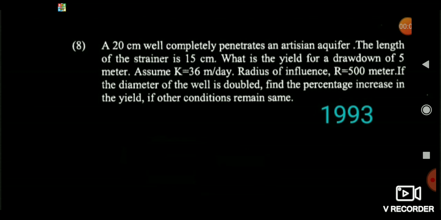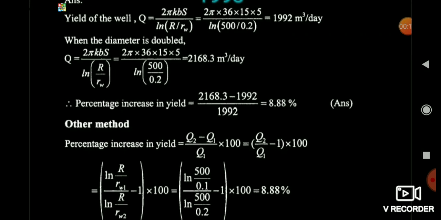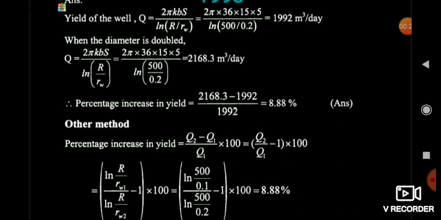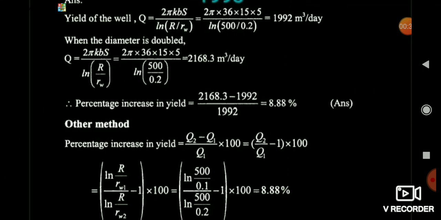From there you can conclude that whatever questions were asked in previous years are similarly repeated after 10 to 15 years. So you should go through the previous year papers thoroughly. You see here that in 1993 the same question is asked, and I have solved, I think, a 2014 or 2012 one, where the same question is asked on what happens if the diameter is doubled. So you can easily analyze from here that the same questions are asked.